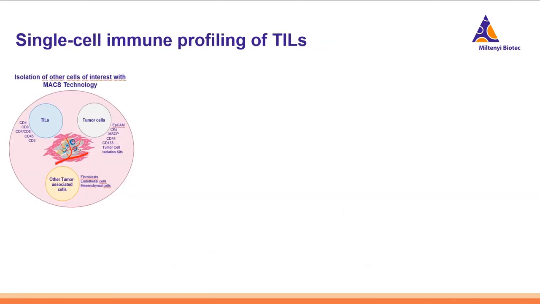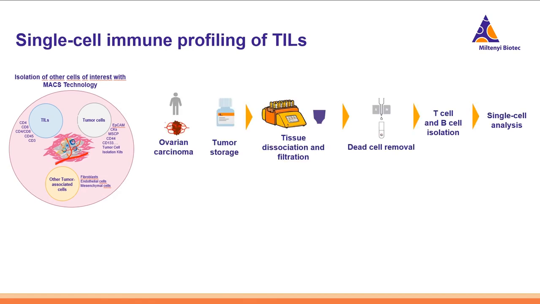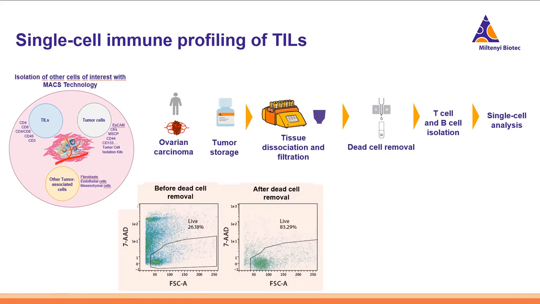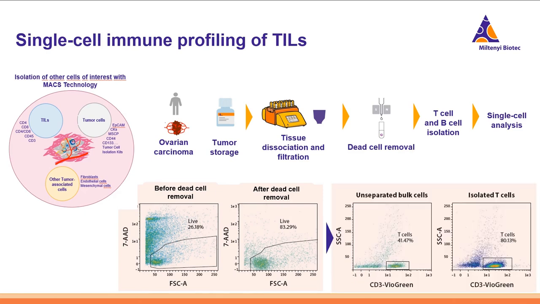Here we can see an application for single-cell immune profiling of tumor-infiltrating lymphocytes. We can observe here that we took an ovarian carcinoma sample and we performed our standard research workflow, and we completed it with T and B cell isolation. Obviously, the dead cell removal will increase the viability of our sample, but we can also observe how many more T cells we can obtain if we perform the isolation step.